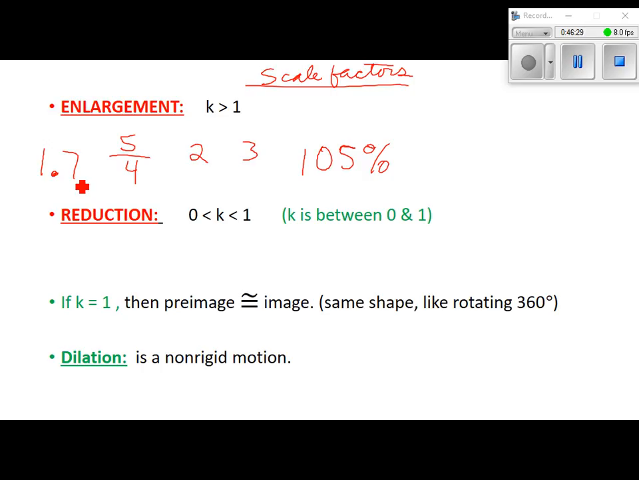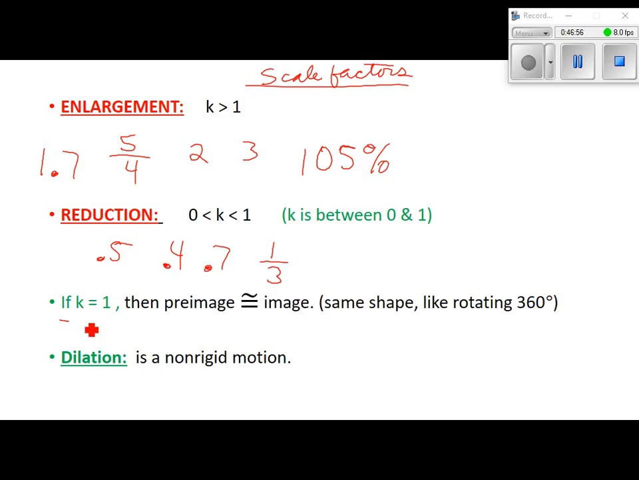If your K is between 0 and 1, then you're reducing the shape or making it smaller. Give me a number that's between 0 and 1. 0.5. Give me another one. 0.4. Give me another one. 0.7. Give me something that's not a decimal. 1/3. Thank you. All those are reductions. If your scale factor is any of those, it's a reduction.